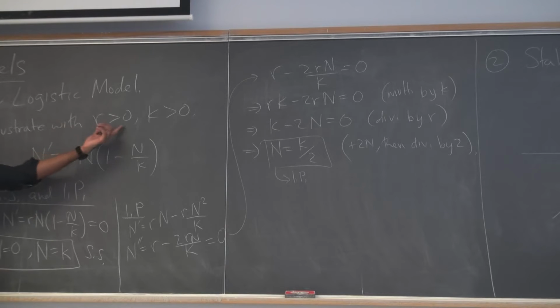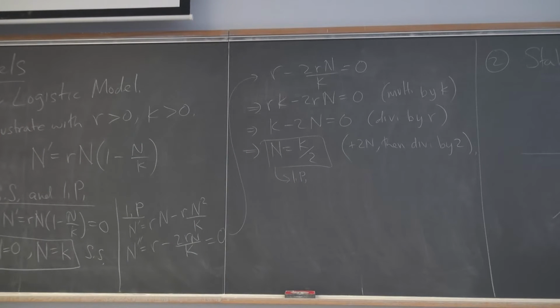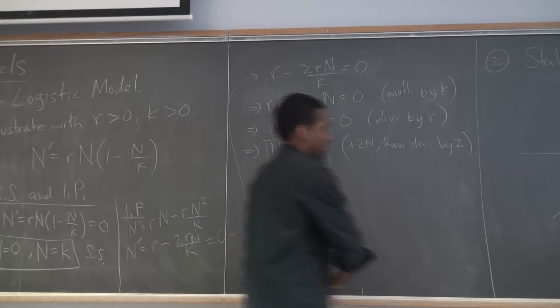So you're pretty much always going to be given this situation, and this will always be what it works out. Whatever I tell you the k is, k over 2 is going to be the inflection point. And 0 and k will always be the steady states for the logistic model. So it's just something that you can just know right away.